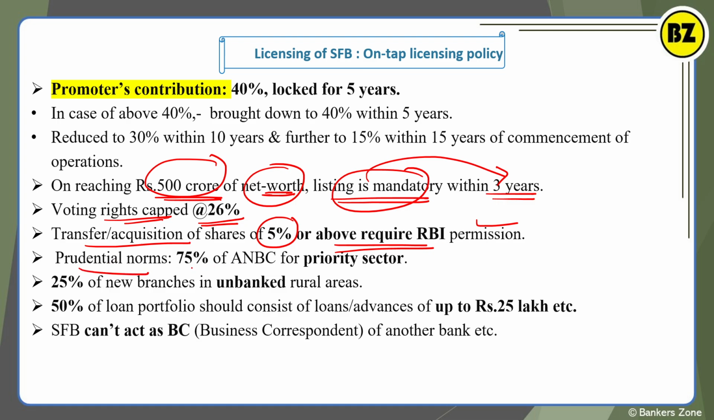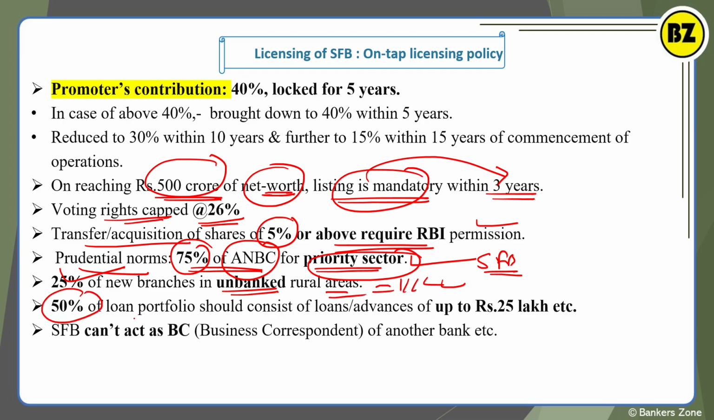Prudential norm, 75% of the ANBC for the priority sector. That is the guideline for the priority sector. So whatever loan you are giving, out of that adjusted net bank credit, 75% should go to the priority sector. This is the main purpose of the small finance bank. 25% of branches should be in unbanked areas, that is the one-fourth that we have already discussed. 50% of the loan portfolio should consist of loans and advances up to 25 lakh only. So whatever loan you are giving, out of that 50% should be less than 25 lakh.